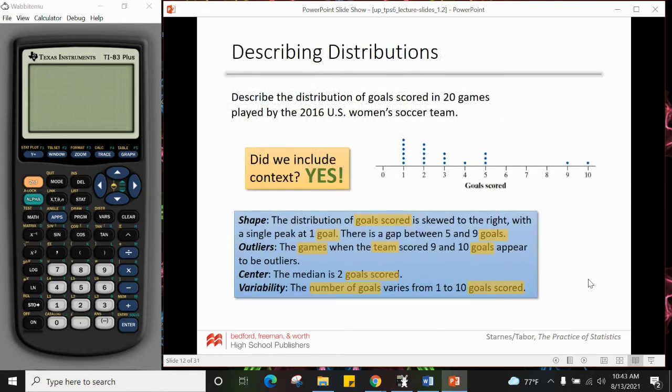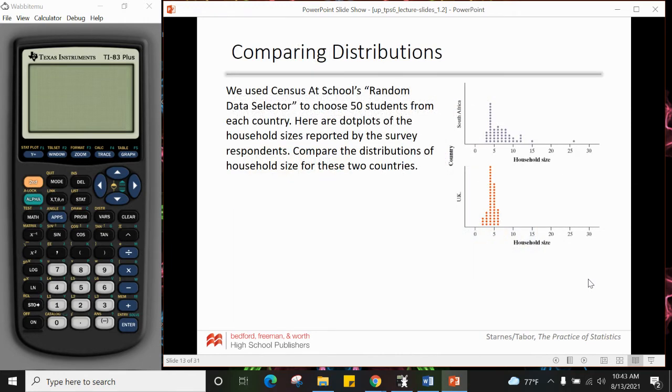All right, so that was describing one distribution. Sometimes you'll be asked to compare distributions. This is not uncommon. Probably the most common would be describing a distribution for male and female, maybe between two schools. If we want to compare north or central countries, it's very common to compare distributions to see, hey, are things similar? Are things different between two groups of people?